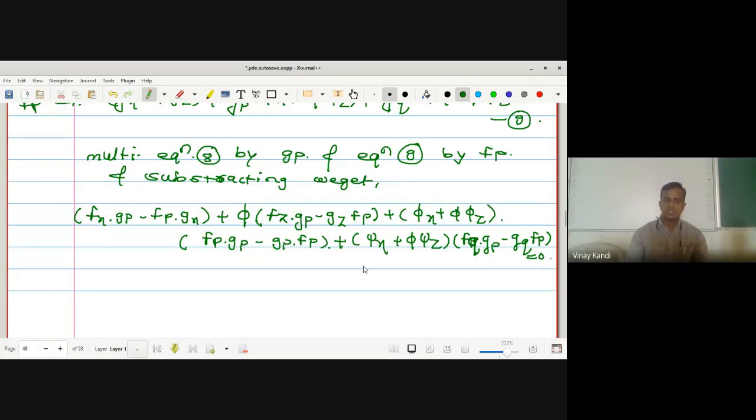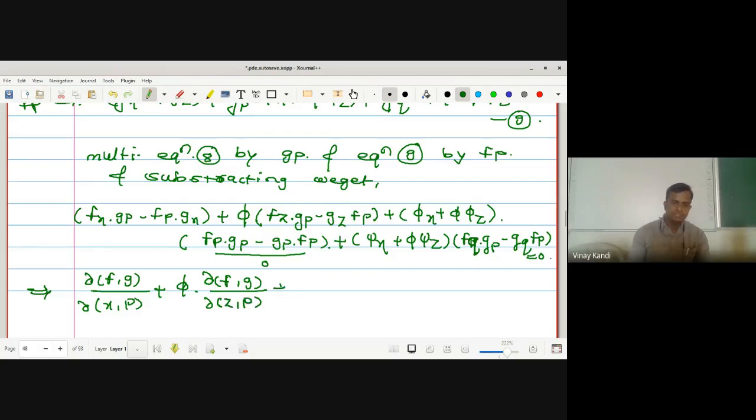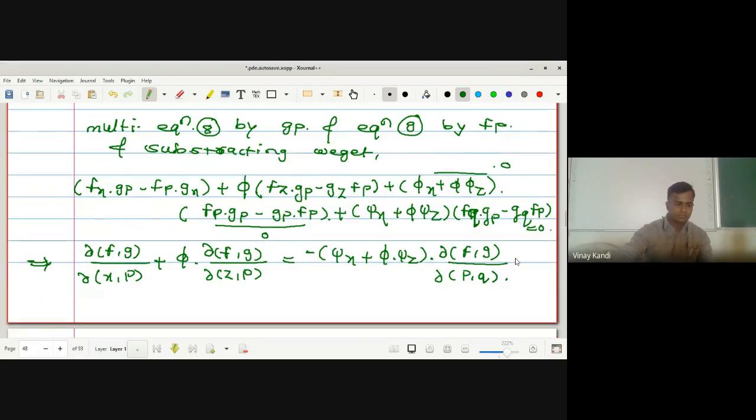After solving and subtracting, we get this equation. But the value of fp gp minus gp fp is 0. Which implies this is the Jacobian of f, g with respect to x and p, plus phi into the Jacobian of f, g with respect to z and p, plus this term gets cancelled, 0, which is equal to, on the other side it becomes minus. This term becomes 0, and 0 multiplied by anything is 0. Minus sign, psi x plus phi into psi z, into the Jacobian of f, g with respect to p, q. Any doubt up to here?